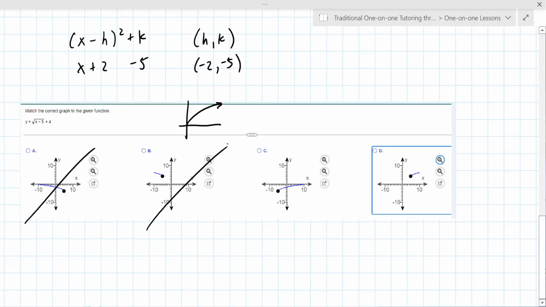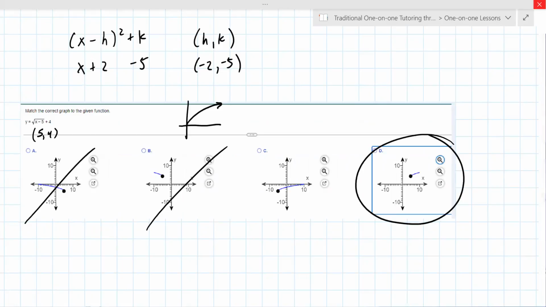Are again out. And the vertex, kind of the starting point, is at 5, 4. You always kind of go opposite the sign in there. So obviously the only one that matches that is letter D. You can also do this in Desmos. It's not a complicated problem to do when you've got a graphing tool available.